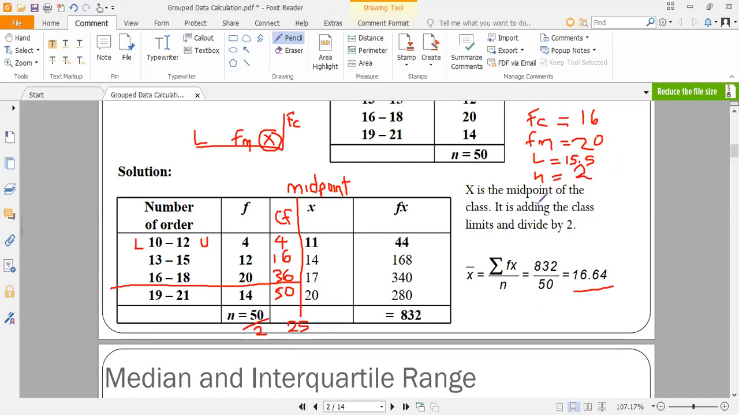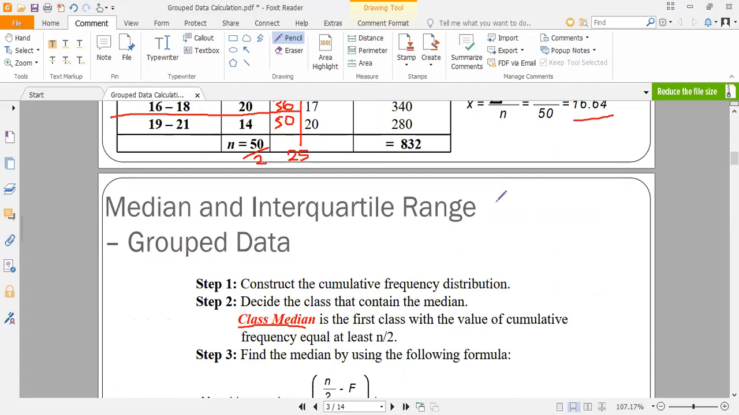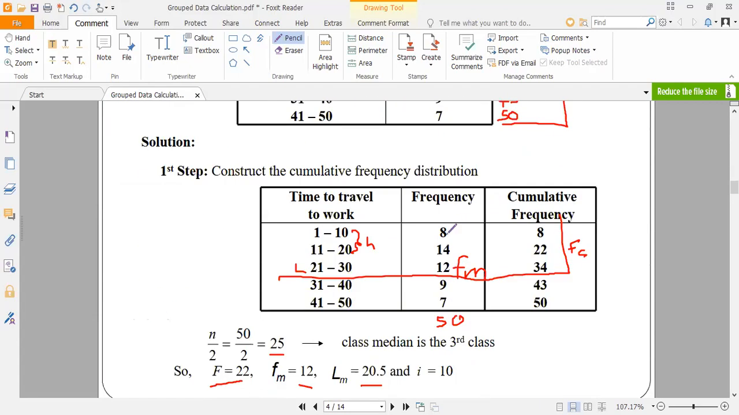All right. So let's go back to this one here. So what did we do? We found that half of 50 is 25. Which number is 25? This is 34. So this is our X. Above the 34, our FC is 22. Our FM is 12. And our lower bound is 20.5. The height was what? Not 11, it's 10.